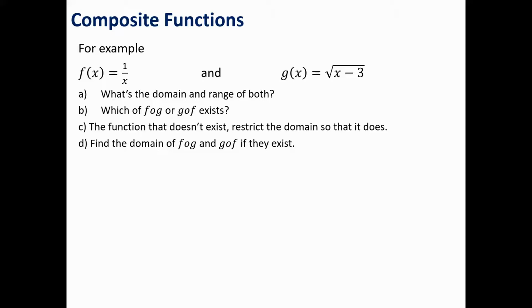Part B is using the definition of composite function. When does it exist? Part C is now that you know it doesn't exist, make it exist. That's the hardest part. Part C is what you want to learn from your exercise books. And then part D, once you've done the hard part of C, is just finishing it off.